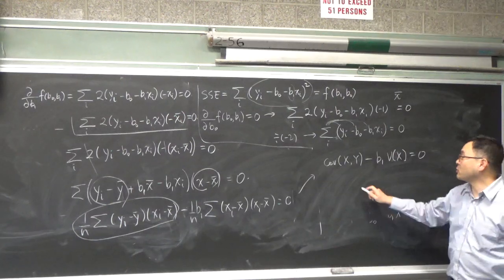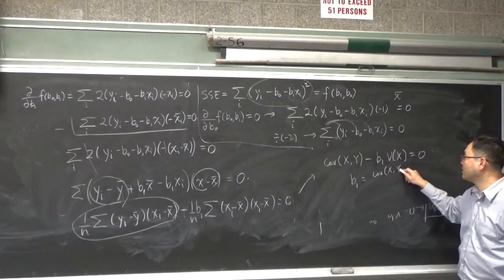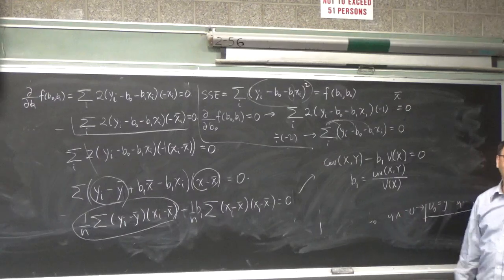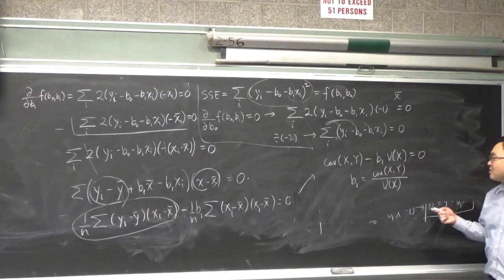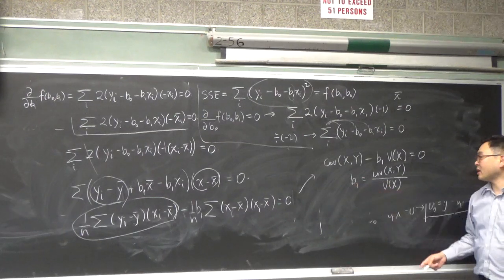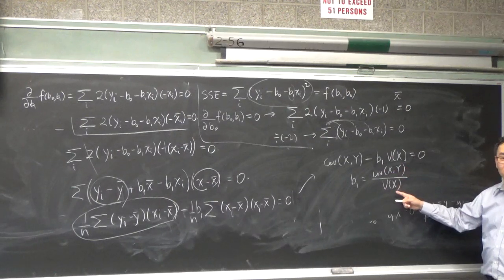So now what is b1? b1 is equal to the covariance of xy divided by the variance of x. Okay? So that's a very nice formula. It says that the slope of the regression line is the covariance divided by the variance of x itself.